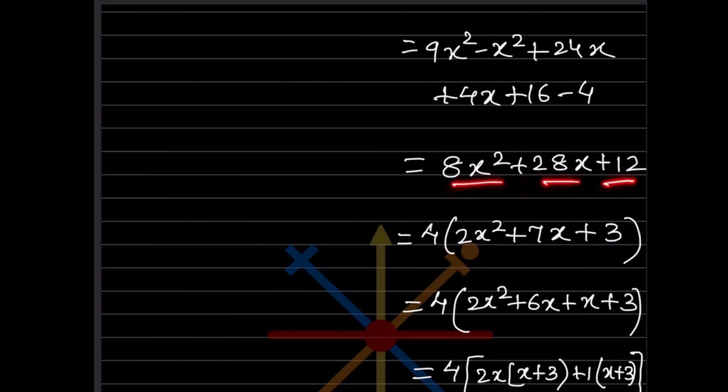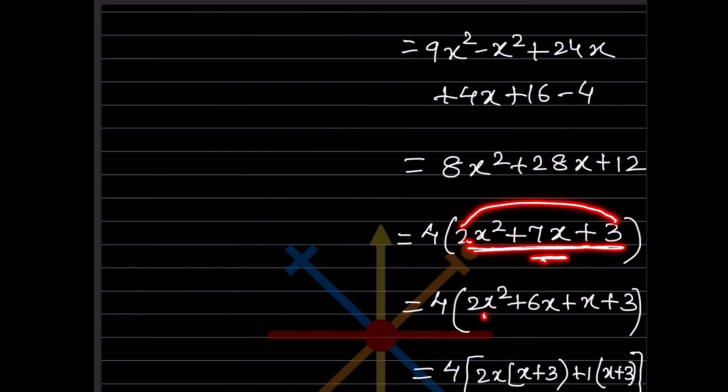From that one you can see that 4 is common. So we'll take 4 outside the bracket. Here 8 means inside it 2x square, 28 means 4 7s are 28, so 7x, and 4 3s are 12, so 3. Now you can see that this is a quadratic expression. For the middle term, you will take the factors. This is 6, and the middle term is 7. You have to arrange that in such a way that you get it.